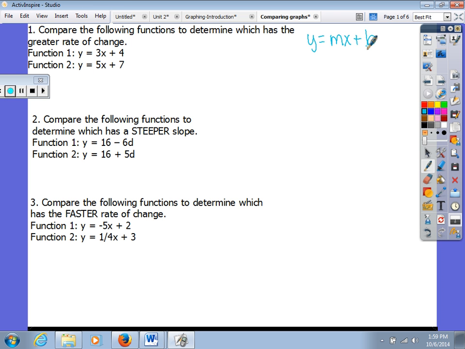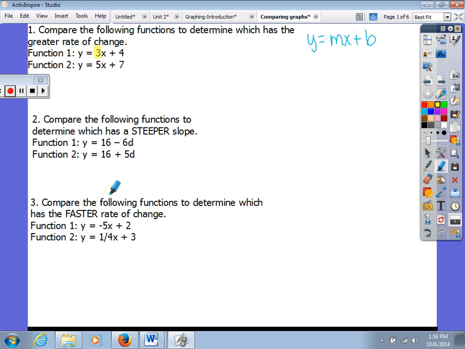Slope-intercept. So basically, the coefficient that's in front of your x is what your slope is. Everybody understand that? So using our highlighters, just to show that we know what the slope is, what is the slope for function 1? 3. Highlight the 3. Only the 3. Some people want to highlight 3x and say my slope is 3x. No, your slope is only the coefficient, not the x with it.